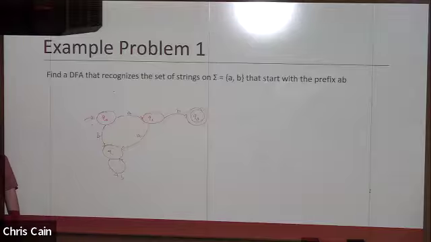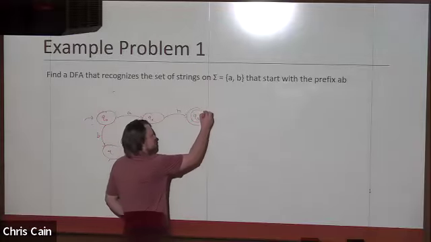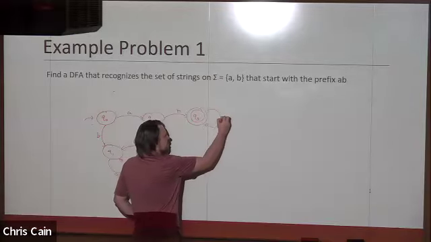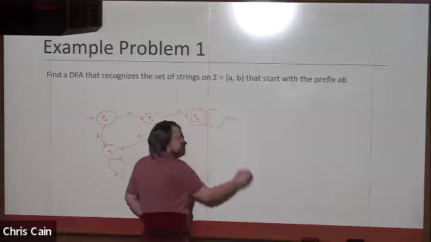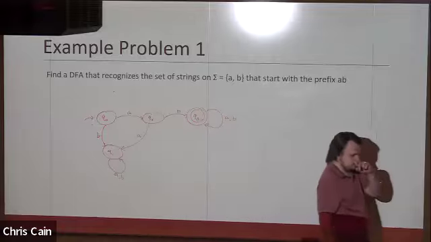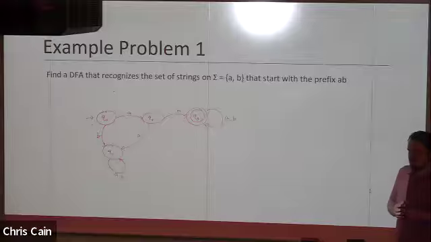From there, we just need to loop to itself on anything, because once we've seen the prefix, it doesn't matter what follows it. We're already going to accept whatever comes after it. So we loop from Q3 to Q3 on an A or a B. And this solves the problem.